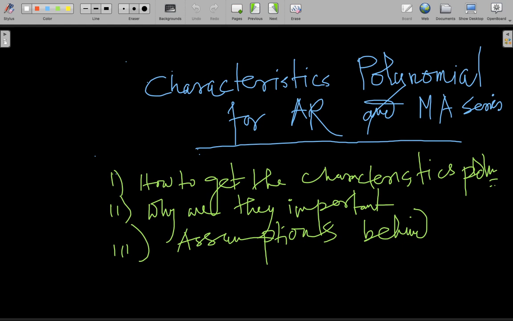One is how we can get the characteristics polynomial. Second, why these characteristics polynomials are so important for us. And third, what are the assumptions behind this characteristics polynomial when we actually derive it.